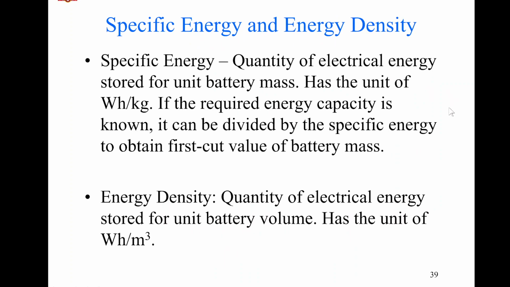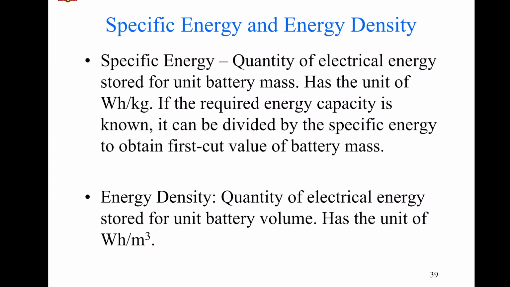So let's quickly go through few definitions, like specific energy. This is the quantity of electrical energy stored in the unit battery mass and has the unit of watt hour per kilogram. So you're asking how much energy 1 kg of battery can hold for us. If the required energy capacity is known, it can be divided by specific energy to obtain a rough value of battery mass. Although battery mass would also include other protective layers, right?